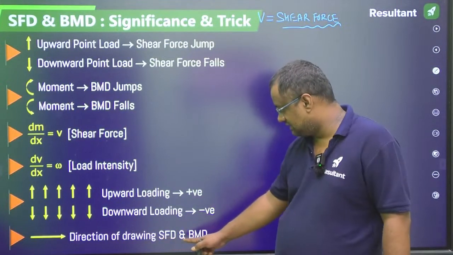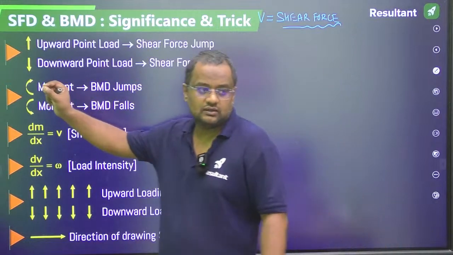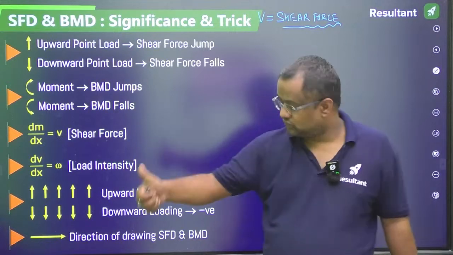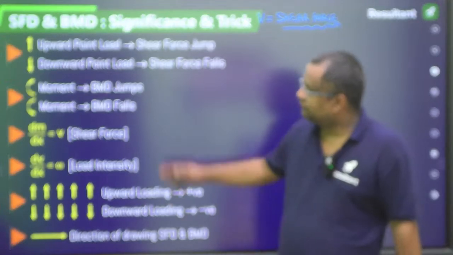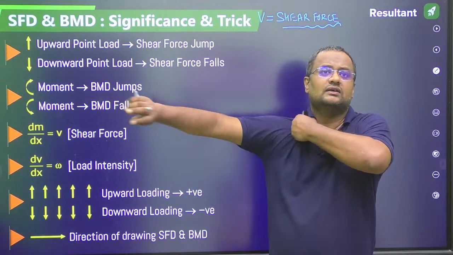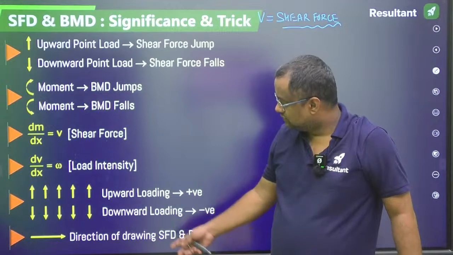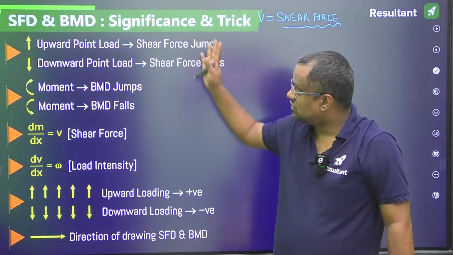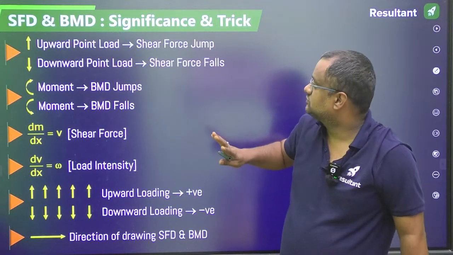The direction of drawing will be left to right. From left I will go to right. Now, from all these points, I can draw SFD and BMD very fast, guys. Whatever drawings I make will be from left to right, using these points and some slopes.